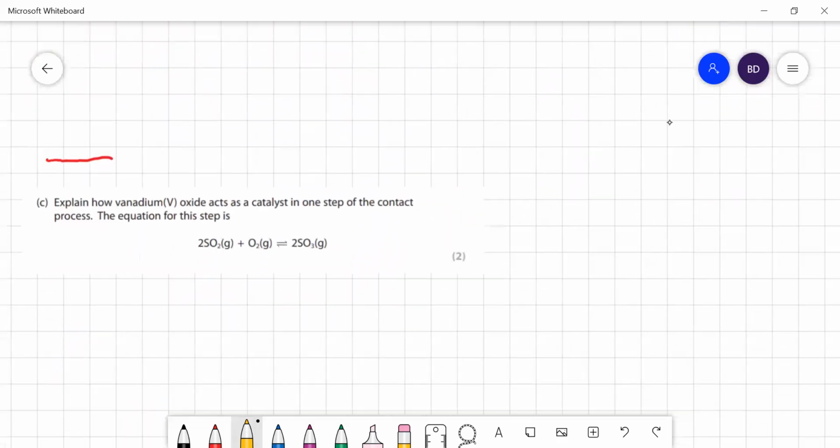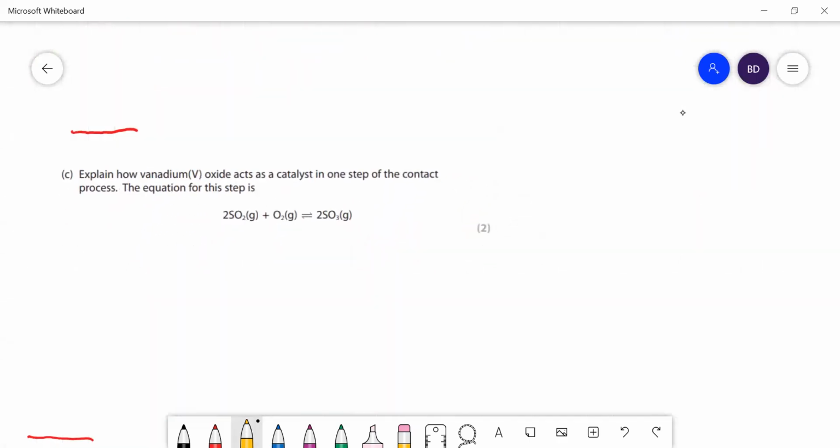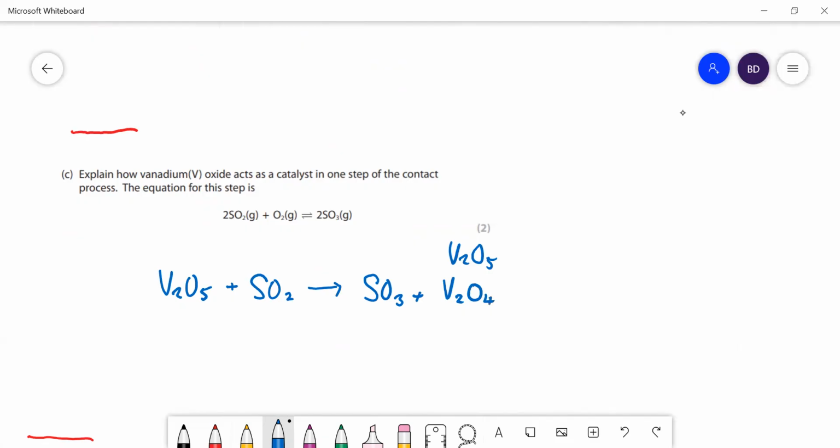This is a straightforward recall question now. It says, explain how the vanadium 5 oxide can act as a catalyst in this one step of the contact process. You need to know the formula of vanadium 5 oxide, which is V2O5, and you've got to know that really. What happens is V2O5 oxidizes SO2 to SO3, and it becomes reduced itself to the vanadium 4 oxide.